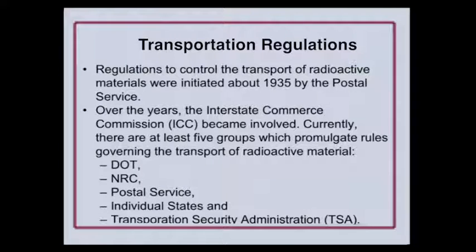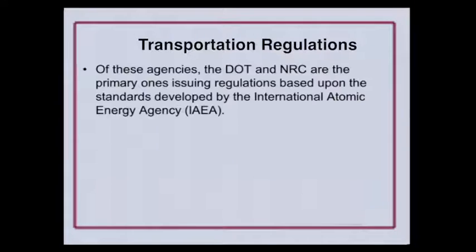And you can see them listed here: DOT, NRC, Postal Service, individual states, and now the Transportation Security Administration, or the TSA, has responsibility. DOT and NRC are the primary ones. TSA certainly has authority, but it's mainly geared toward the Homeland Defense aspect of it, and we're not really going to get into that because what it does is it dovetails onto the DOT regulations and basically acts as an enforcement arm for the DOT.